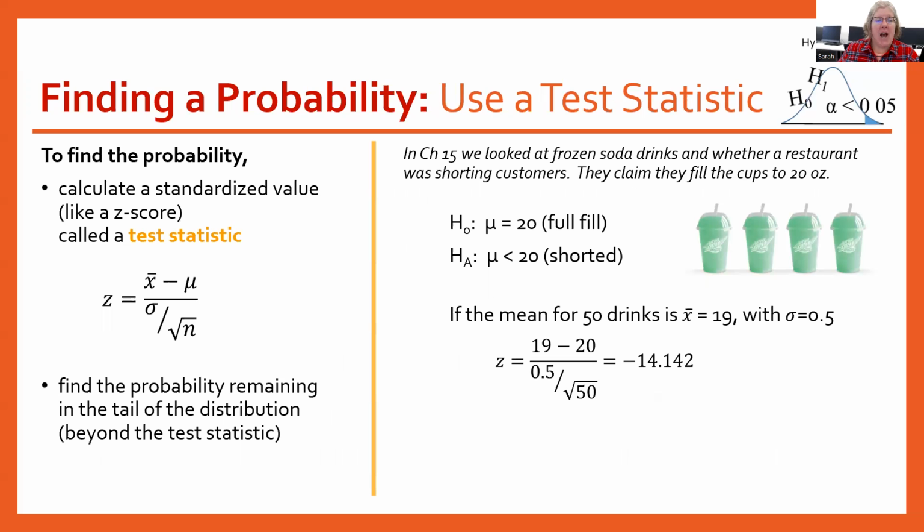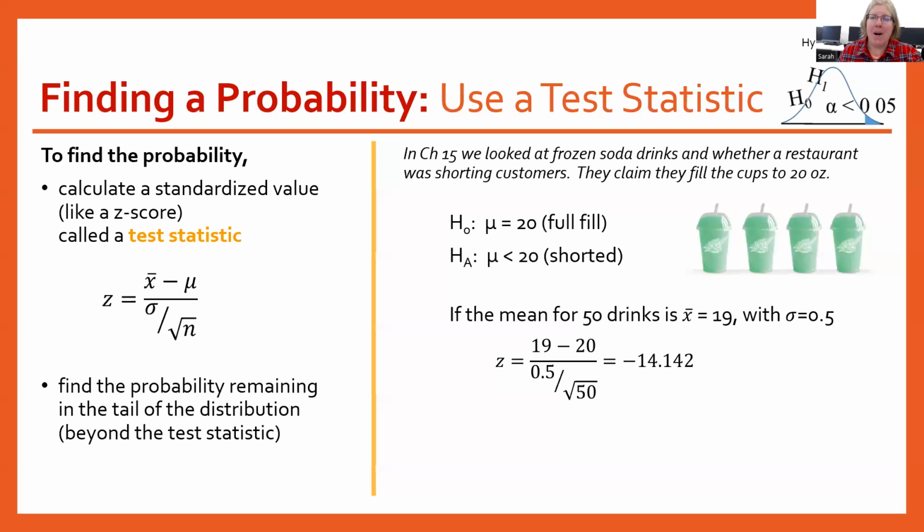And so we start out by calculating a standardized value like a z-score, except we're going to call this one a test statistic. And this actually should look really similar to what we did in chapter 3 with z-scores, where we had a sample mean or a data value we were interested in. We subtracted off the population mean. So in this case, that's going to come from our null hypothesis. And then we divided by the standard deviation.